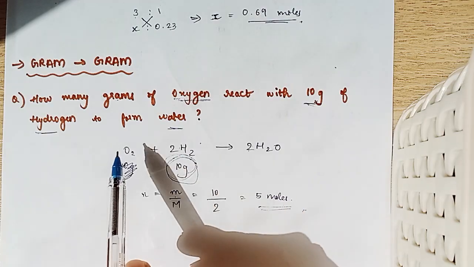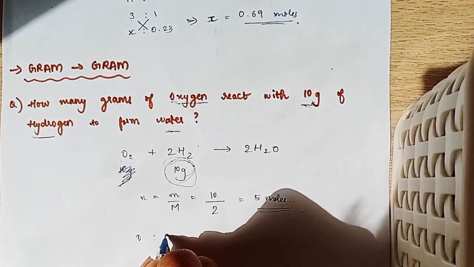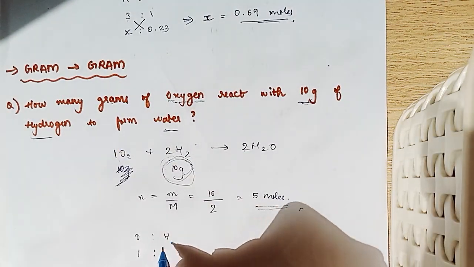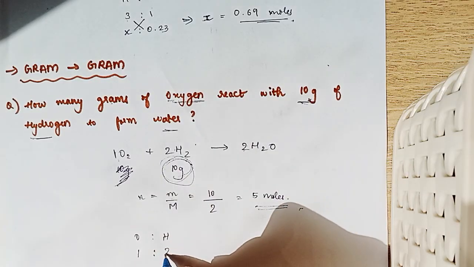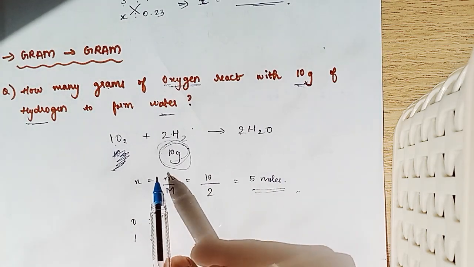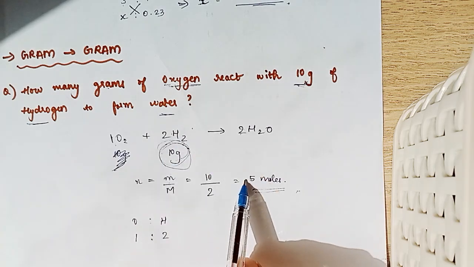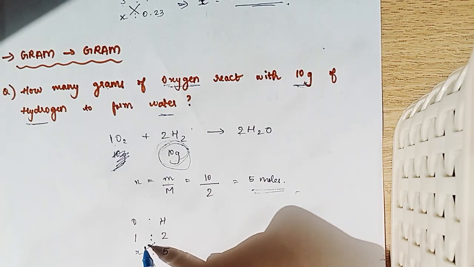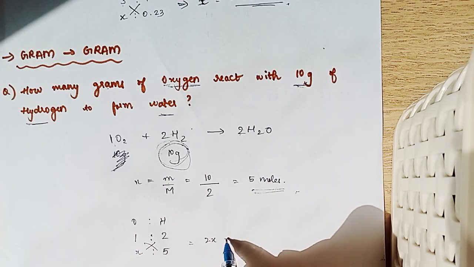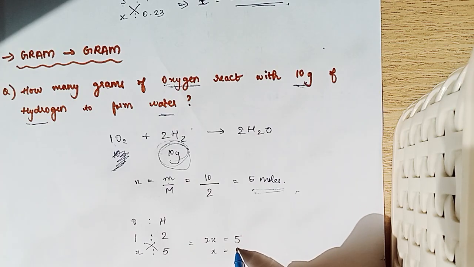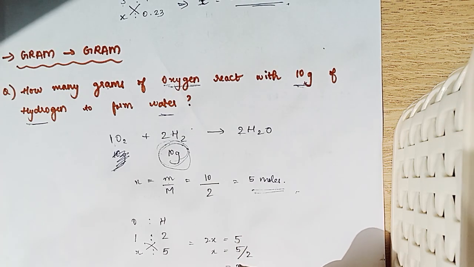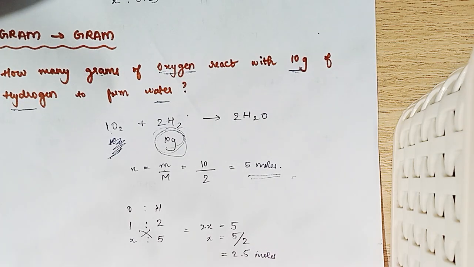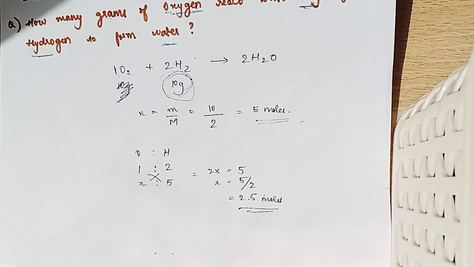Now we can take the ratio of O and H. So O is to H will give you, O over here is nothing, so it is 1. 1 is to 2, H over here is 2. So 1 is to 2. Again, we know that the number of moles of H when it is 10 grams is 5. So take 5 over here and here it is X. We need to find this out. Again, cross multiply, we'll get 2X is equal to 5. X is equal to 5 by 2, which is equal to 2.5 moles.